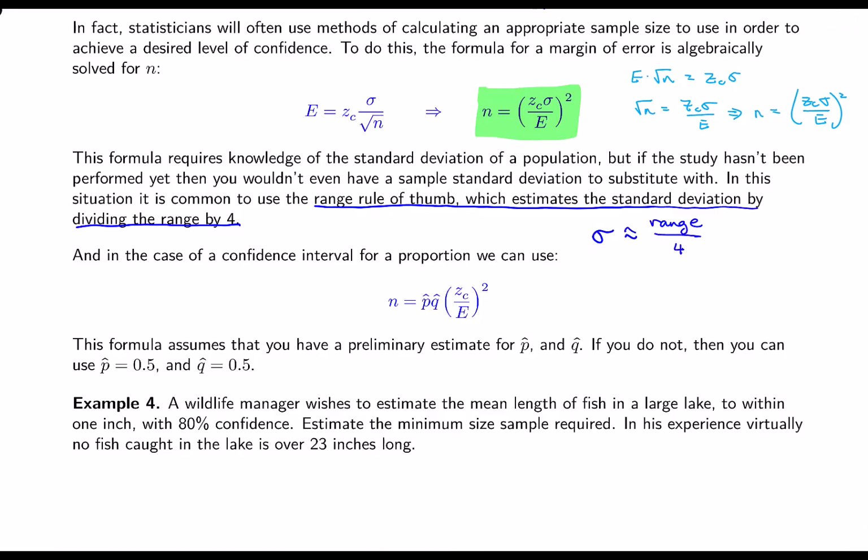And again, you do have to have a preliminary estimate for p hat. If you have a value, that's great. If not, then what you can do, similar to the previous range rule of thumb, is just use p equals 0.5 and q equals 0.5. And this, in fact, maximizes the value of n that would be used. And so, it's kind of like a worst case scenario. This is the sample size you should use.